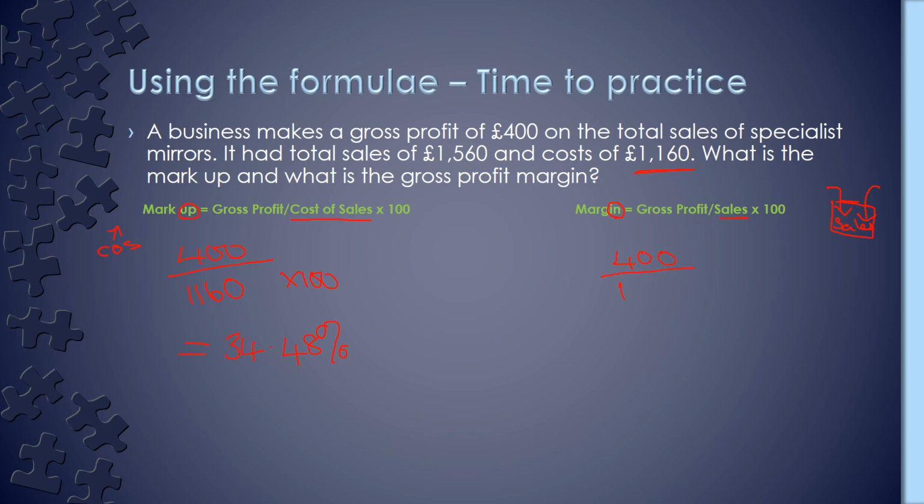Divide that by 1,560 and multiply it by 100, and that gives you a gross profit margin of 25.64%. So hopefully those two examples just give you an idea of how the formula is used in a simple question like this.